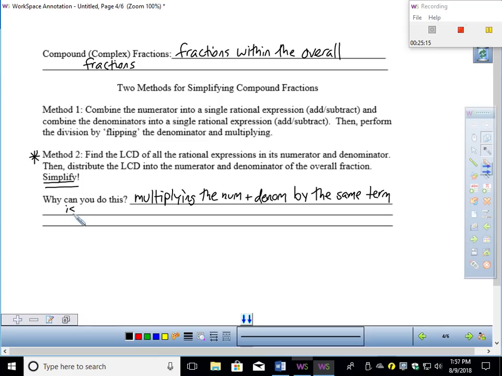Is just equivalent to multiplying it by 1. Anything you do to the top that's on the bottom, if you're multiplying by the same thing, 2 over 2, 5 over 5, x plus 1 over x plus 1, well, whatever it is, it's equivalent to just the number 1. So equivalent to multiplying it by 1. And when we multiply something by 1, we don't change its value. So that's the idea, is we're changing its form, but not its value. And if you want to write that in, that's probably a good idea too. So we are changing the form of the fraction, but not the value of the fraction.